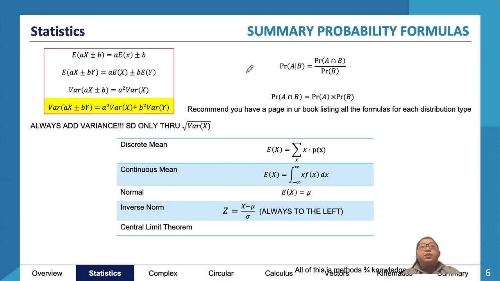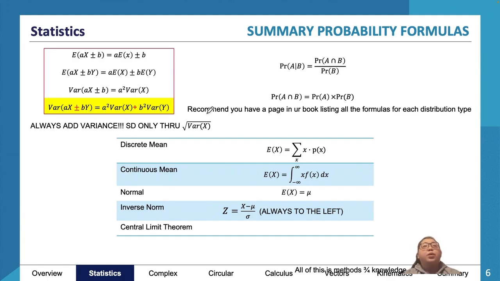The given formulas are really important. It's not really an explicitly taught part of the study design, but they do ask a lot of questions about given stuff, so make sure that you know about conditional probability, and make sure that you have a page in your book listing all these formulas and different equation types.